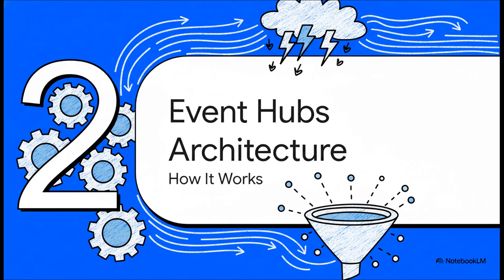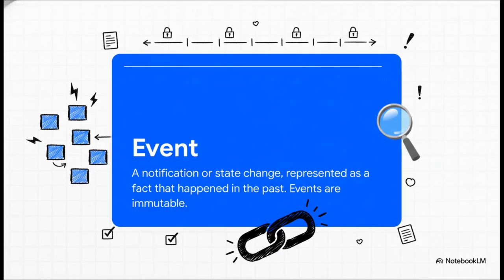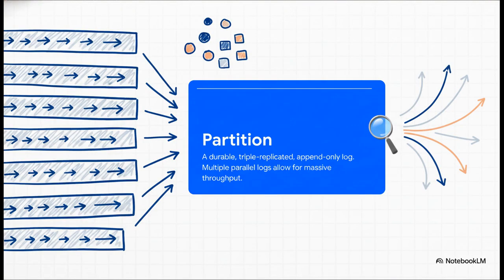Let's get under the hood and break down its core components to see how it manages to tame this data deluge. Everything, and I mean everything, starts with an event. An event is really just a small packet of data. Could be a notification, could be a state change. The most important thing to remember here is that it's treated as an immutable fact. Once it's written, you can't change it. It's set in stone.